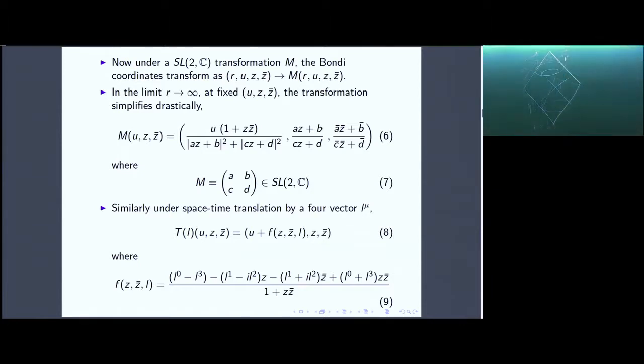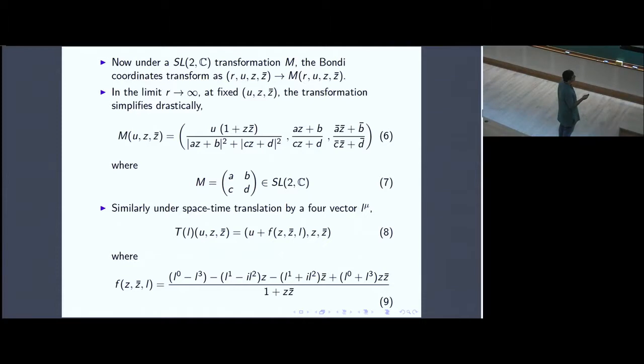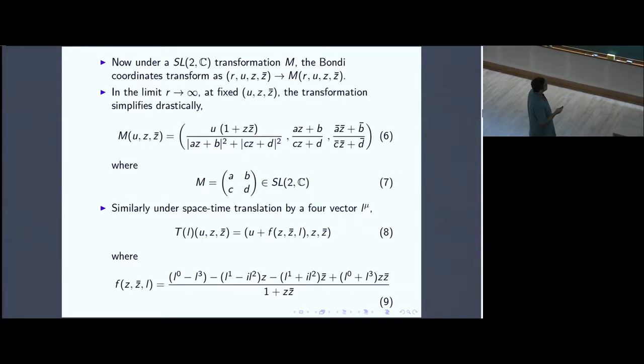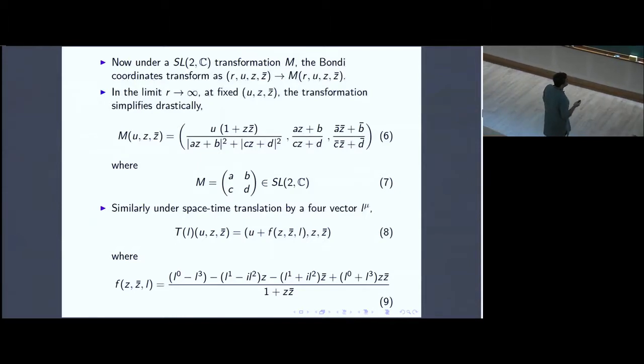At least this part is quite well known, that M acts on this U, Z, Z bar. Now this U, Z, Z bar are the coordinates of a particular point on scri plus. So M acting on U, Z, Z bar gives you this, where M is this (A, B, C, D), an SL2C matrix. And this is, so the SL2C acts on the sphere just like the global conformal group, and that is Z goes to (AZ plus B) by (CZ plus D), and Z bar also goes to this. And then you have this transformation law for U also, which tells you how the Bondi time on scri plus transforms under the SL2C.